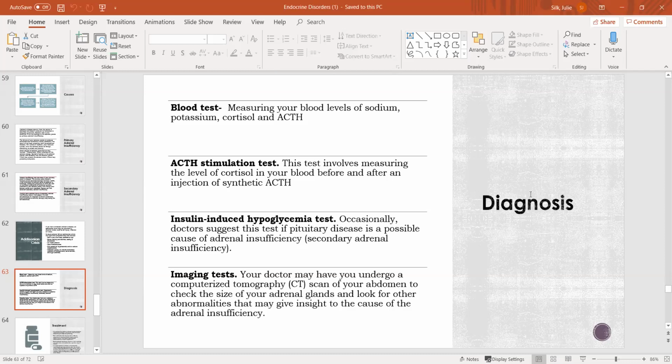And I have done this before, and you guys probably will in your practice as well eventually. So they actually send this up from pharmacy, and you have to do a blood level before, then you give the med, and then you do a blood level after to see the reaction. There's also an insulin-induced hypoglycemia test that you could do where maybe there's a problem with the pituitary and you're thinking it's a secondary adrenal insufficiency. And then there are also imaging tests that they would do to look at your adrenal glands to see what's going on.